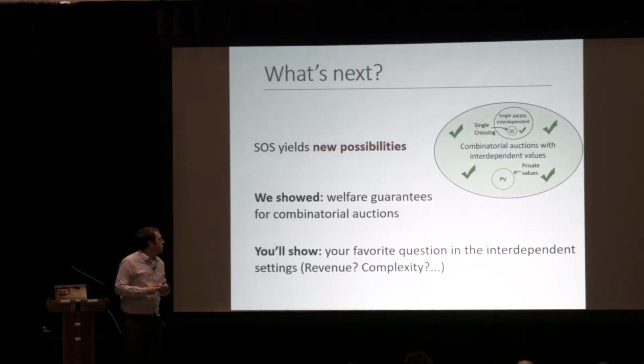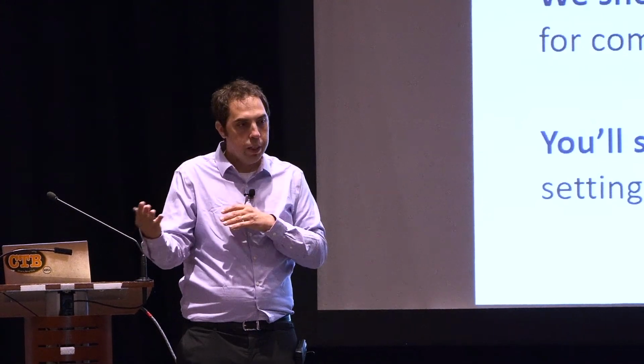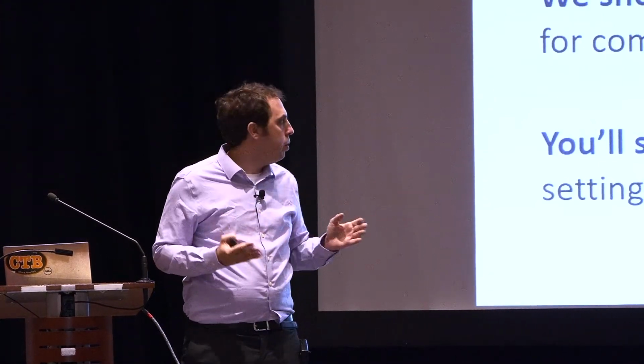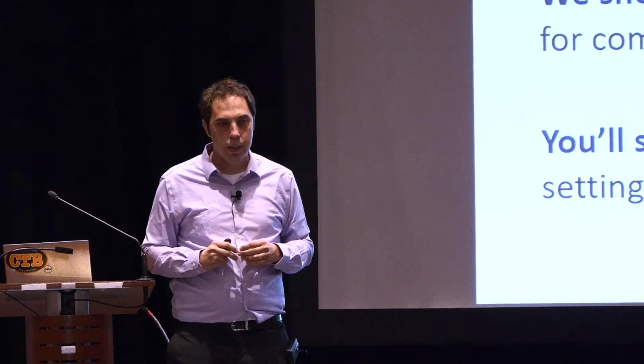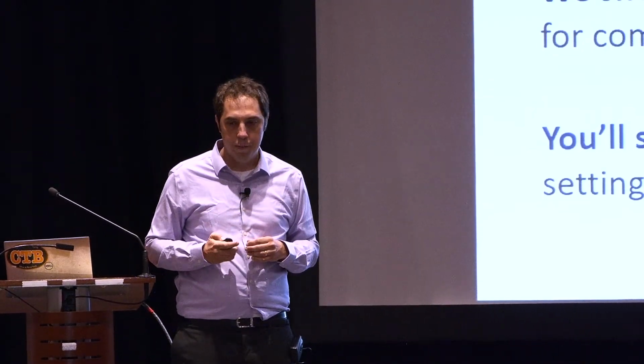Okay. So to repeat what I talked about, I described why similarity is so useful, because it allowed us to have the first positive results for the domain that we had negative results mostly for, which is combinatorial auctions with interdependent values. And I want to encourage you to think about, now that we can talk about combinatorial auctions, other interesting problems that we had in the private value model, such as revenue maximization or complexity questions, and think about them in this new model. I think it's a reasonable direction. Okay, so thank you.